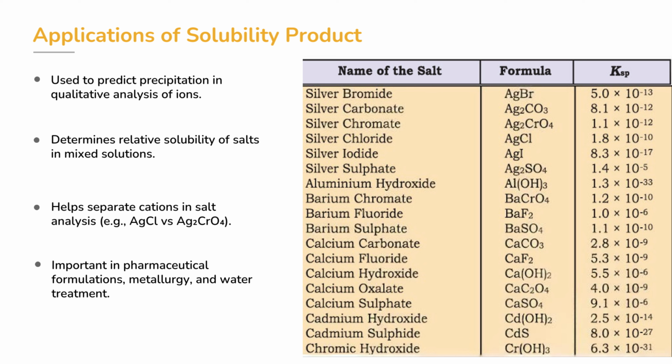You may be wondering, why is this useful? Solubility product has wide applications. It helps us predict whether a precipitate will form when two salt solutions are mixed, a fundamental idea in qualitative analysis. For instance, silver chloride precipitates earlier than silver chromate because its KSP is smaller. In industry, KSP is used in metallurgy for selective precipitation of metals, in pharmaceuticals to control solubility of drugs, and even in water treatment for removing impurities. So this concept is not just theoretical, it's deeply practical.